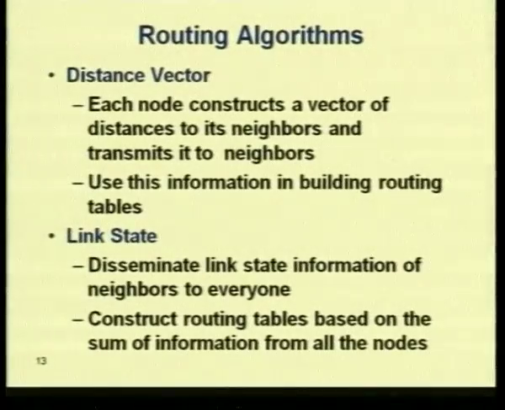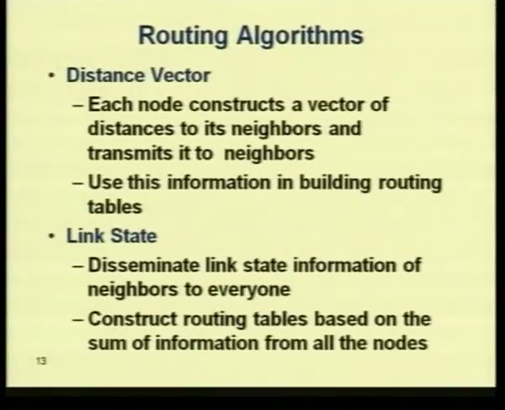This information is what is used to build the complete routing table. In link state routing algorithm, a different approach is used. So here what you do is, you disseminate the link state information of neighbors to everyone in the network, that is, you are sending it not just to your neighbors, but you are sending it to all the nodes in the network. And then routing tables are constructed based on the information from all the nodes. All the nodes now will construct their routing tables based on this information.